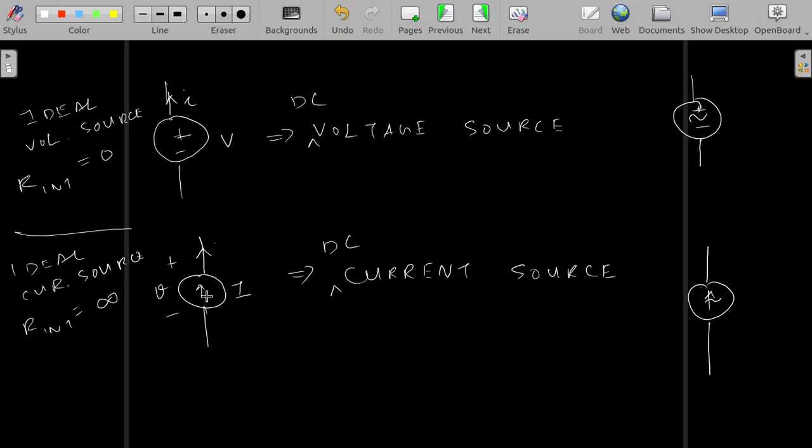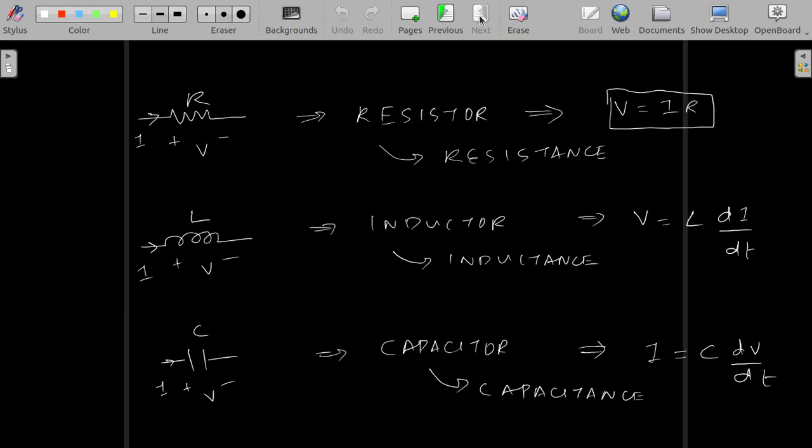Here, what does it mean? Internal resistance is infinite means if we are to replace this current source with its internal resistance, it will be an open circuit. This is for an ideal voltage and an ideal current source. Remember, it is an ideal case, and we will do problems in which the voltage sources and current sources have some finite non-zero internal resistance. We will come to that.